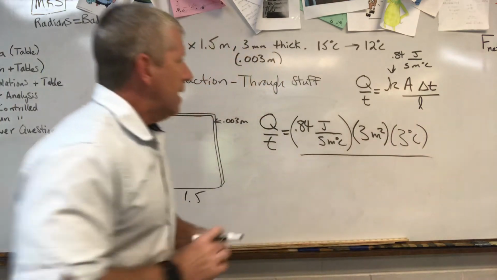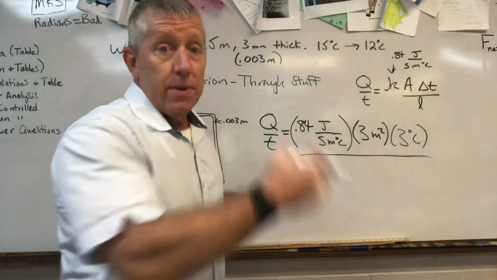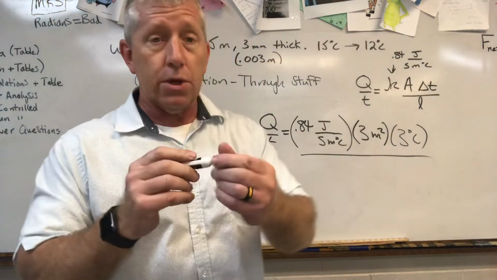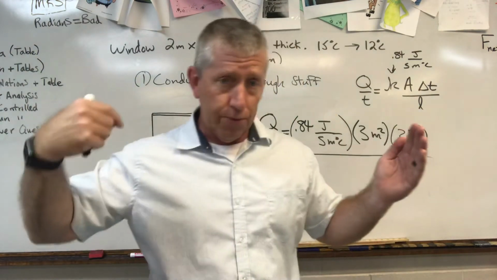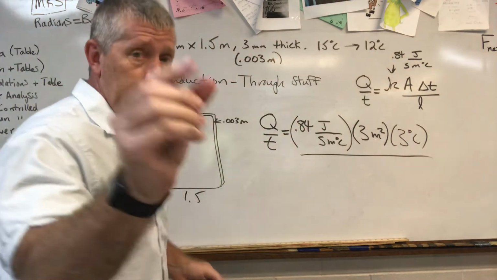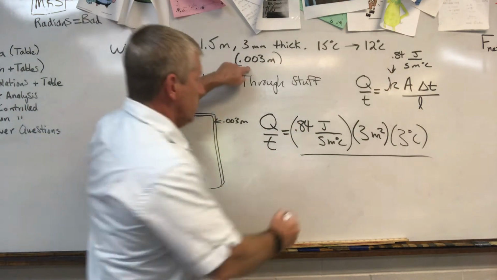Now L, that is the length that the heat is flowing through. In other words, the thickness, in this case, the thickness of the glass. How far is the heat flowing through? Now, if it was like a pipe, like if you had a copper pipe, it would be the length of the pipe, heat flowing through the pipe. But here we've got heat flowing through the window, a thin window. So we put the thickness of the window down here, 0.003 meters.